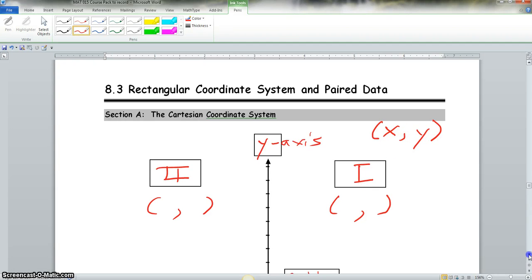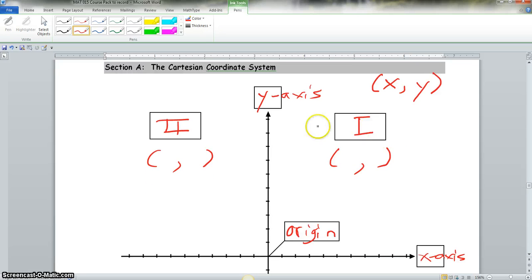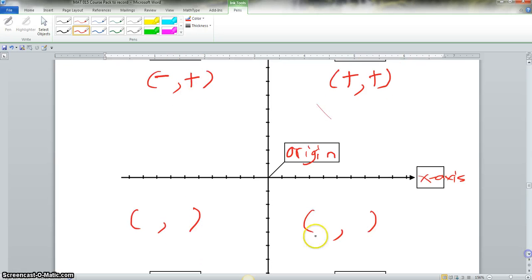So now, what I want to talk to you all about is the quadrants here. Now, the quadrants do not hit any of these lines here. It's all in these regions. In quadrant 1, your X value is positive and your Y value is positive. Quadrant 2, your X value is negative and your Y value is positive. Quadrant 3, X is negative and Y is negative. Quadrant 4, X is positive and Y is negative.